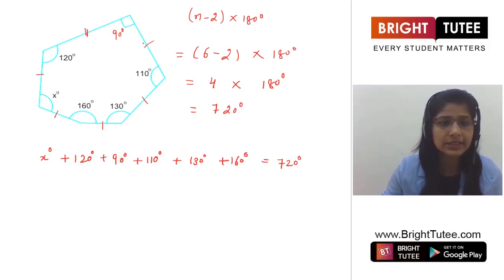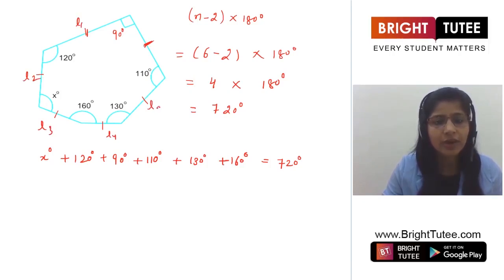Also, don't consider this sign as equal to. I have just marked them to show you the sides, to count the line segments as L1, L2, L3, L4, L5 and L6. So these symbols were just made to count the lines, right? They're not equal.